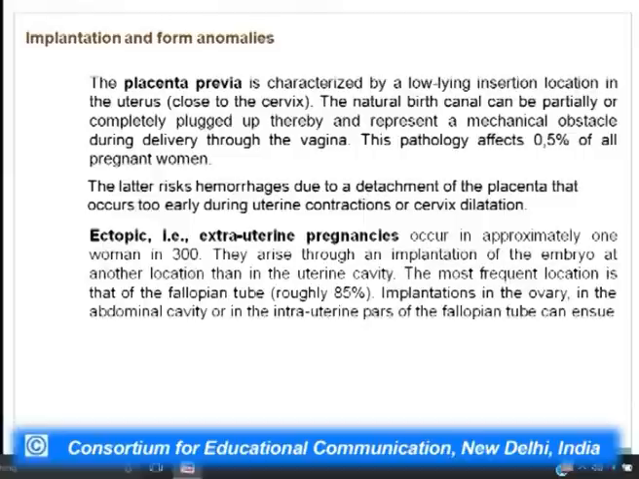Implantations in the ovary, in the abdominal cavity or the intrauterine parts of the fallopian tube can also ensue. So apart from that, implantations can also take place in the ovary or in the abdominal cavity, or intrauterine parts of the fallopian tube. Basically these are termed ectopic pregnancies, and they do not lead to the further development of the embryo.